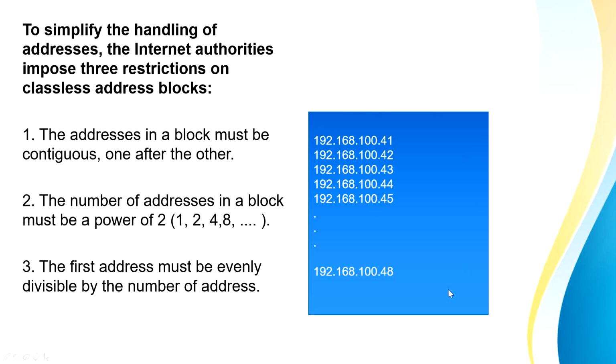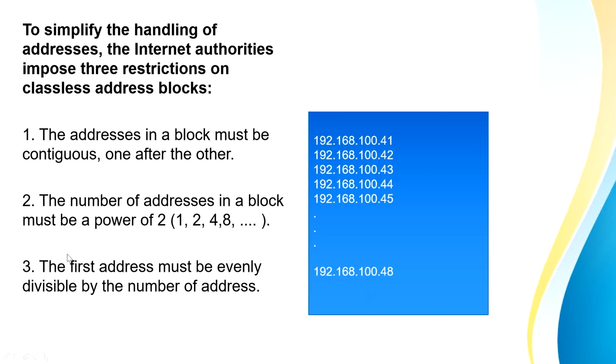So यहाँ पे जो ये ब्लॉक है, इसमें आप कितने एड्रेस देख सकते हैं? 8 एड्रेसेस देख सकते हैं. And 8 is a power of 2. 2 raised to 3 is 8. So whenever you are allocated a block of addresses, the first rule is all of them must be one after the other, contiguous. The second rule is they must be in a power of 2. So here I have 8 addresses and that is a power of 2.